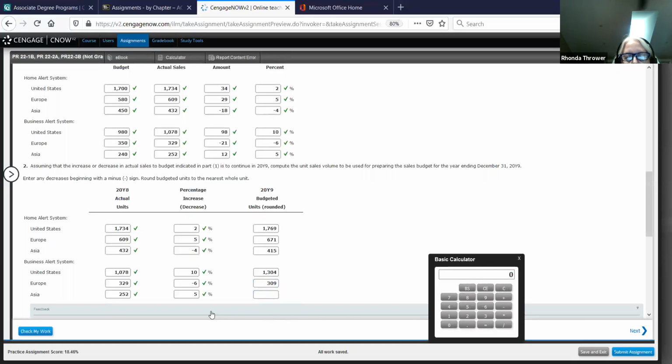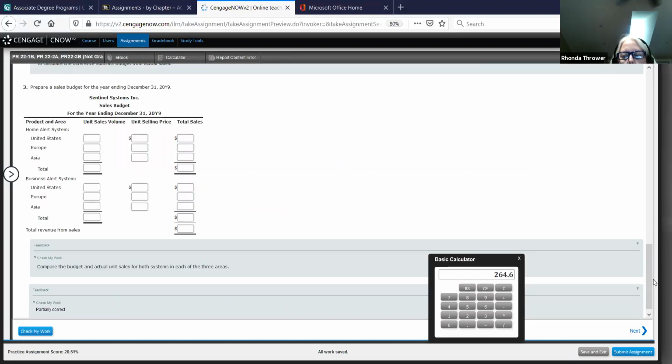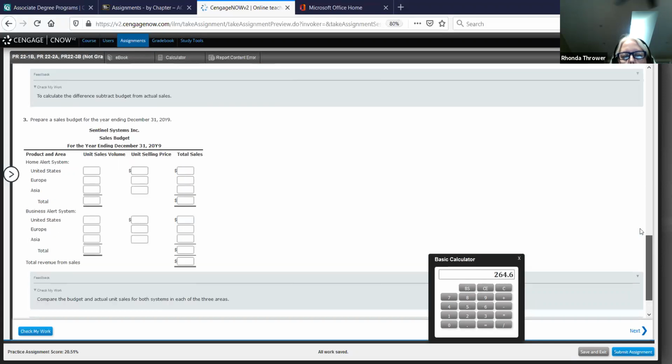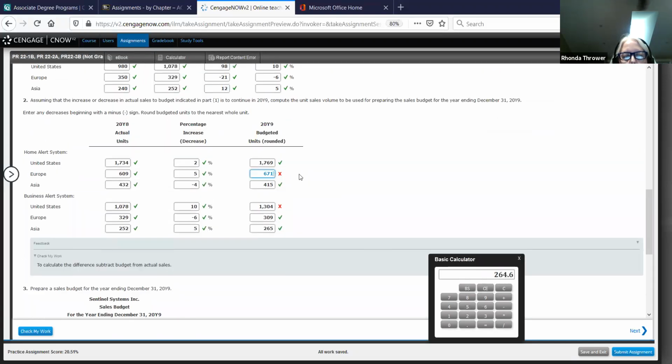And then this was a positive amount, so it's 1.05 that we're multiplying by 252. That's 265 units. And I would check my work because you got to have this right to be able to go forward. And obviously I made a mistake here, so let me go back here and try this again.